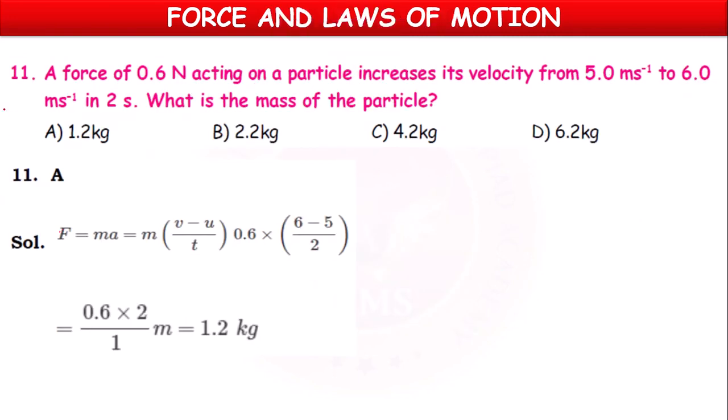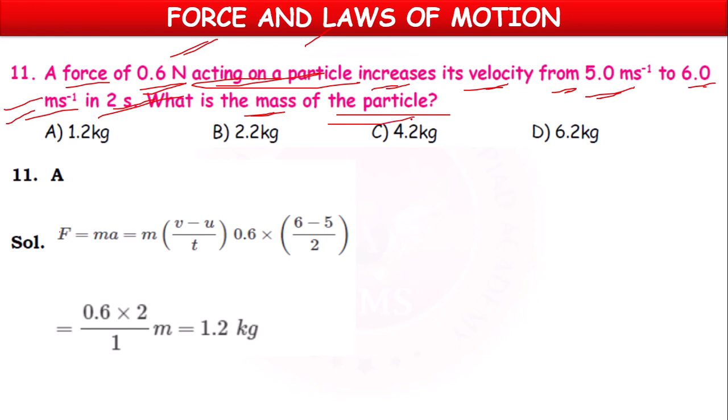Next, the 11th question. A force of 0.6 newtons acting on a particle increases its velocity from 5 meter per second to 6 meter per second in 2 seconds. What is the mass of the particle? A force of 0.6 newtons acts on a particle, and it increases its velocity from 5 meter per second to 6 meter per second in 2 seconds time. What is the mass of the particle?